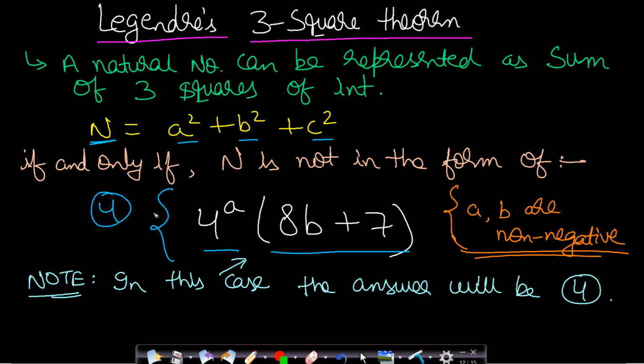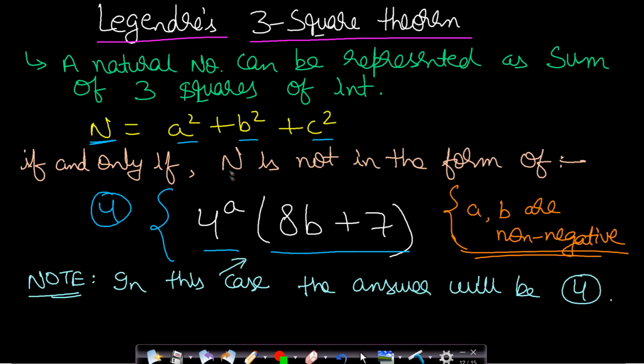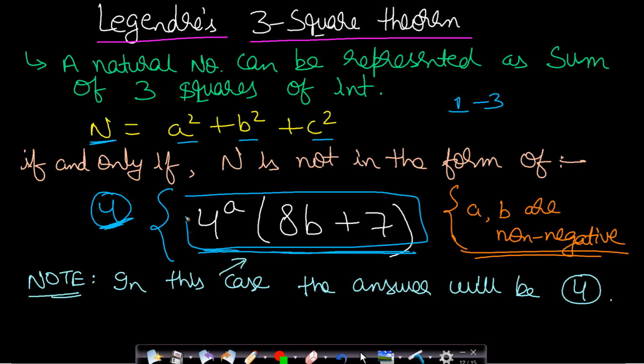Okay, so we have already seen in Lagrange's 4 square theorem that our answer will range from 1 to 4, and in this case it says that it will range from 1 to 3. But then if your number is of this form, then you can represent it using a sum of 4 squares. Okay, so if your number is in this form, then you will simply return 4.